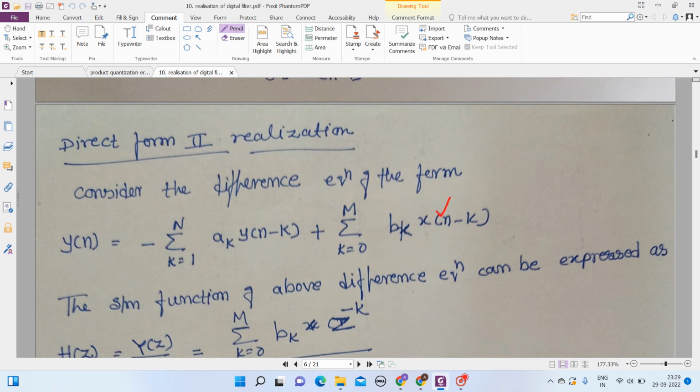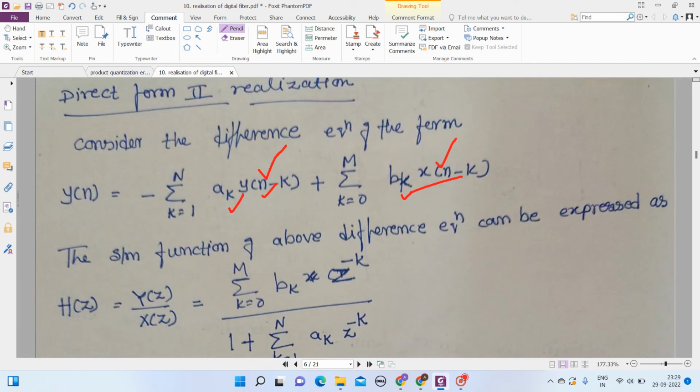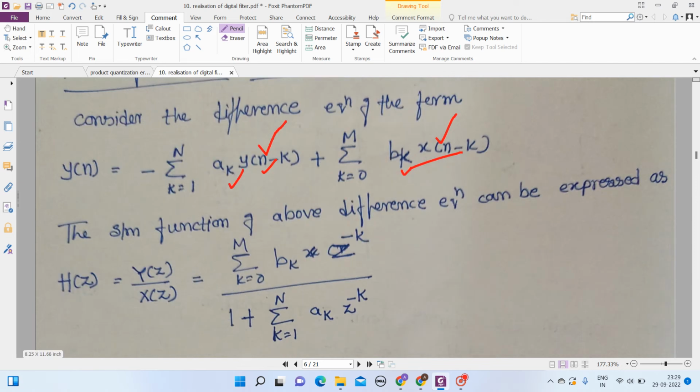This is the input representation, this is the output representation, right? This is the b subscript k, the coefficient of input. A subscript k, this is the coefficient of output. So we will write this difference equation as a transfer function, right? So here you know very well.